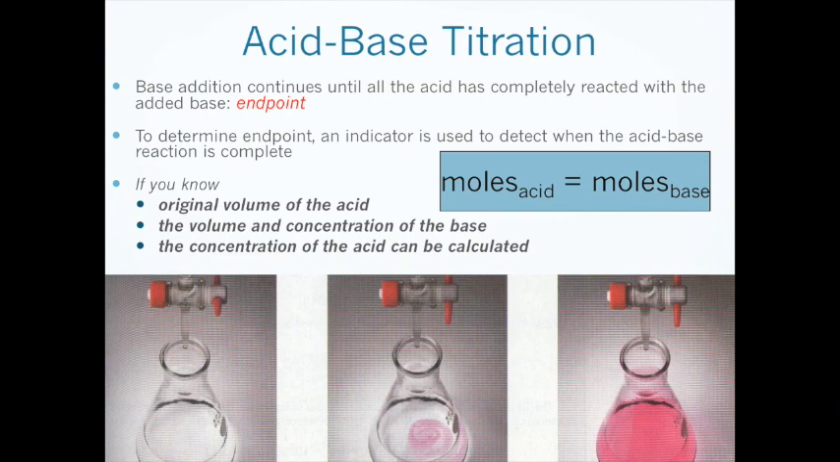And in a titration, it's important to always stop just at the endpoint, because if you overshoot the endpoint, then you don't know how far over you've gone, which will cause your number of moles to be inaccurate.